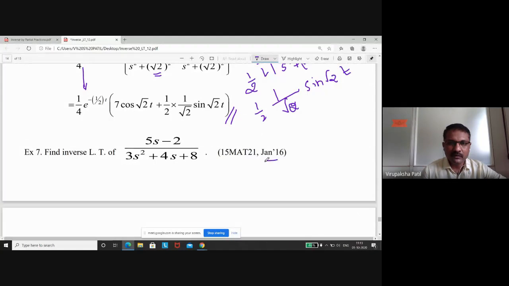One thing you keep in mind. This example is a homework example. Please try it. Find the inverse Laplace transform of 5s minus 2 divided by 3s square plus 4s plus 8. This is a very, very important example. You can try it and put the answer in the group, or you can send me the answer, and we'll check whether it is right or wrong.